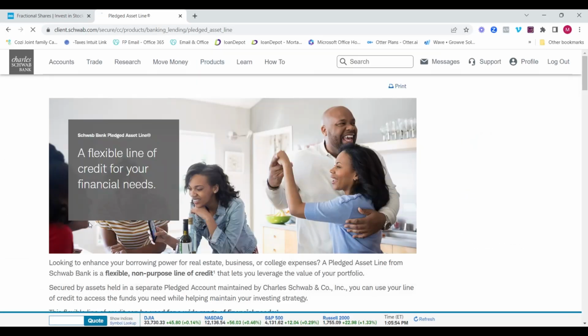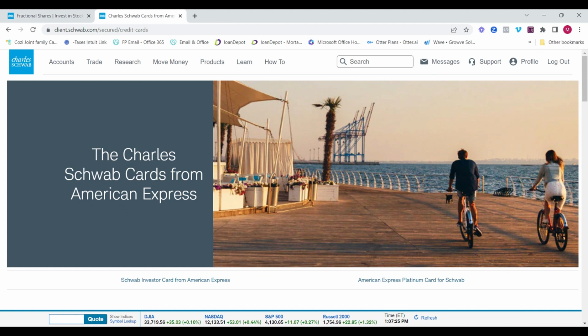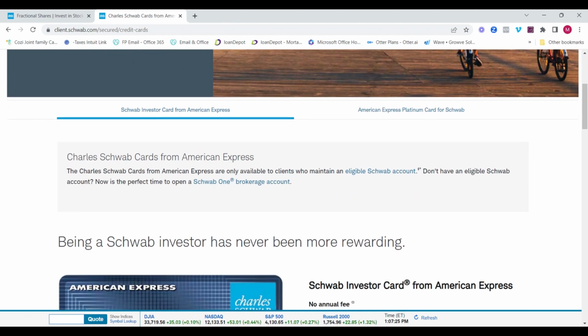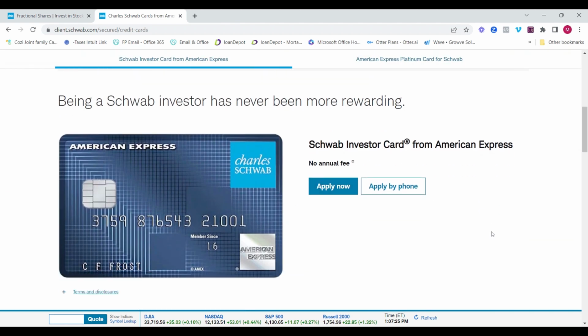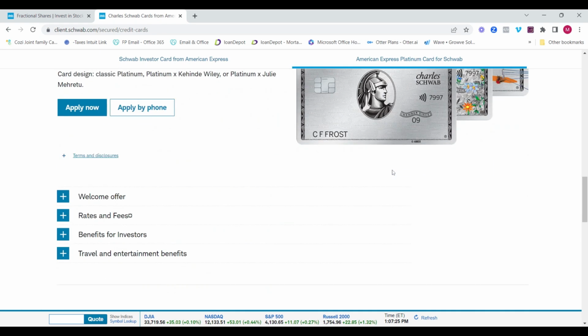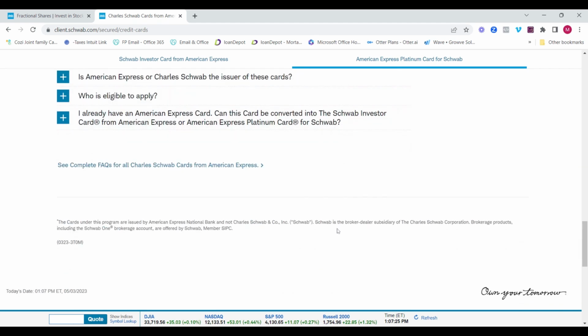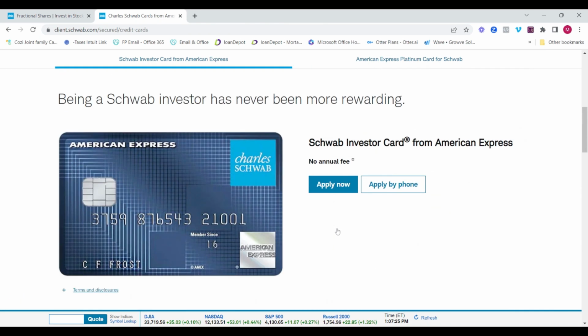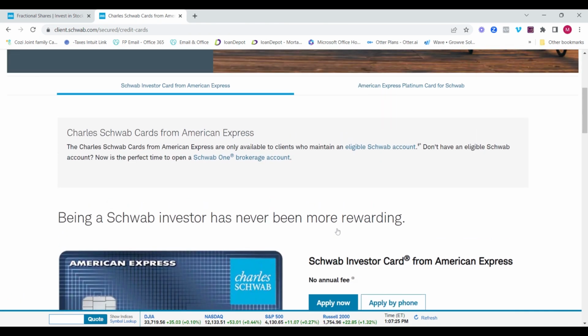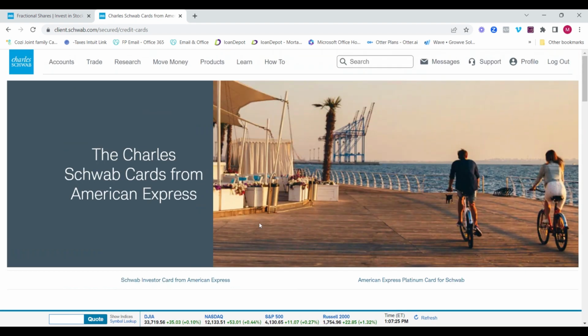Another product here are credit cards. So if you're looking to apply for a credit card, you can get an American Express credit card through Charles Schwab. You would apply through here. There are different types of cards. I see one that says no annual fee. It's a Schwab Investor card. There's a platinum card where there's a $695 fee. You can even apply by phone. All right. So two different types of cards. What you're also seeing is that they have multiple relationships with other businesses in order to provide products directly to you as a consumer.